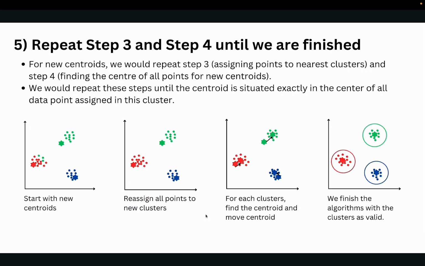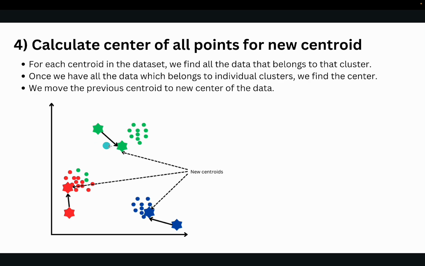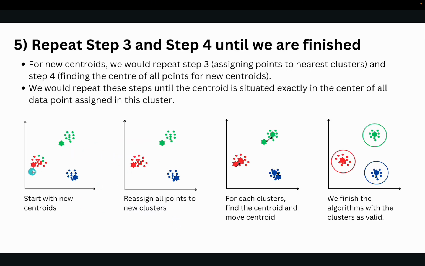We have assigned and found a new center for all the assigned dataset. We will repeat step 3 and 4 until we are finished with the algorithm. So if you can see, in the last stage we came up with these 3 centroid. Now these 3 centroid will go to step 3, in which we will reassign all the points to the new cluster. We identify these are the new points that are assigned to these clusters respectively.